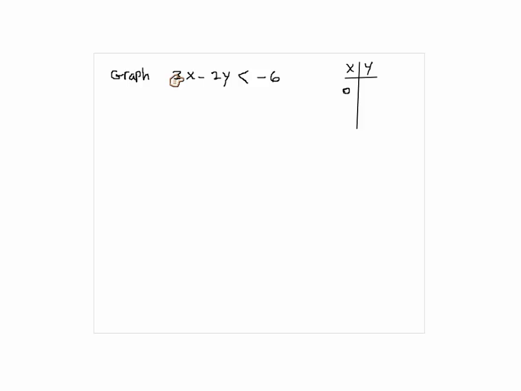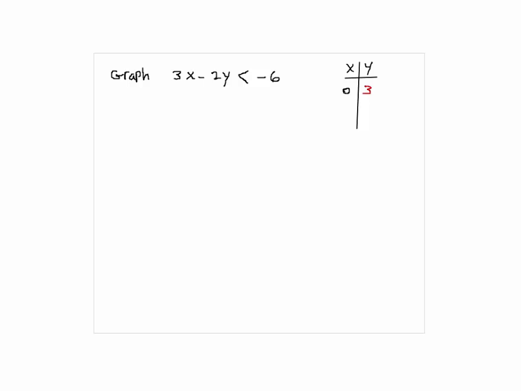Okay, Samuel says that we can write it in slope-intercept form. We don't really need to do that. We just substitute for each x 0 and solve for y. So then we get 2y is equal to minus 6, so y is equal to 6 over 2, which is equal to 3. So here we find 1 point right there.